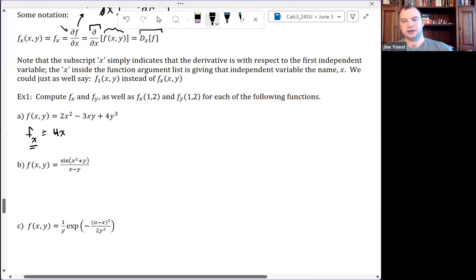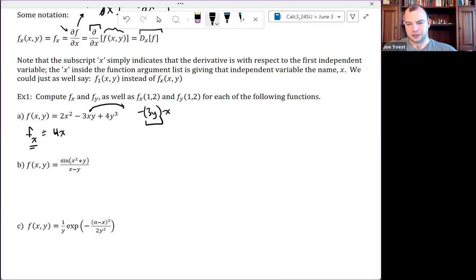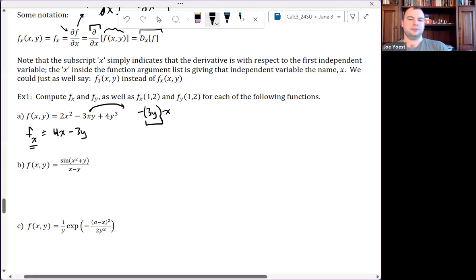Minus 3xy. Well, what is this really? This is like minus 3y times x. Remember, this y is just a constant. If I have constant times x, that differentiates to just the constant.